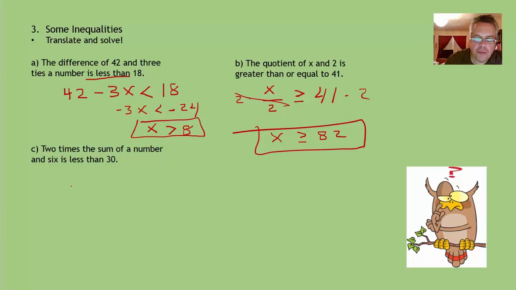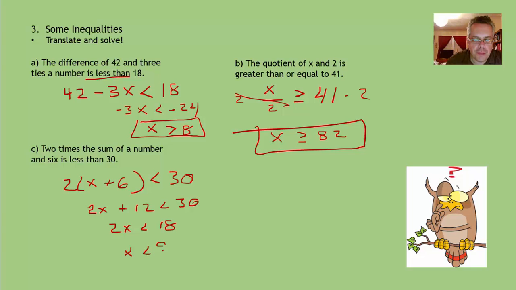2 times the sum of a number and 6 would be 2 times parentheses x plus 6 is less than 30. There we go. There's our less than sign. And my 2 disappeared, so we need 2 here. So 2 times the sum of x plus 6 is less than 30. We got it. So let's distribute and subtract 12. Divide by positive 2. No flipping because we divided by positive 2. And we get x less than 9.